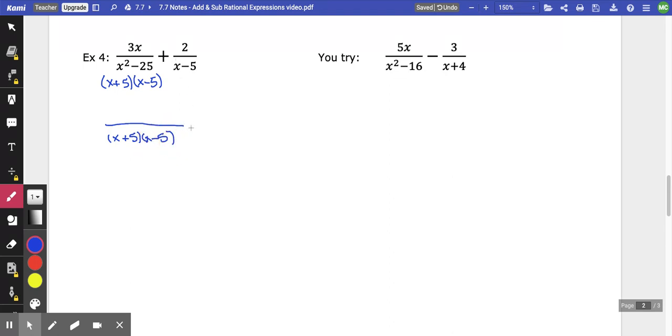And the second one could actually be made into x plus 5, x minus 5 also, just by multiplying by x plus 5. So I'm going to go ahead and write that down. That's going to be my least common denominator.